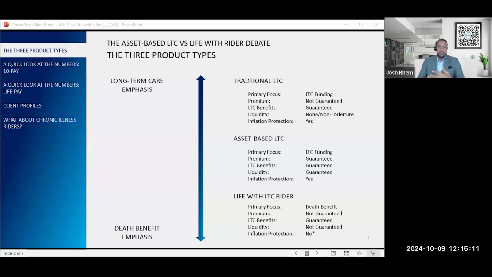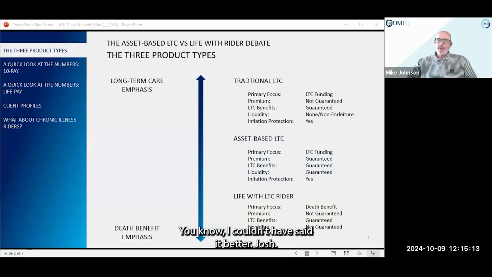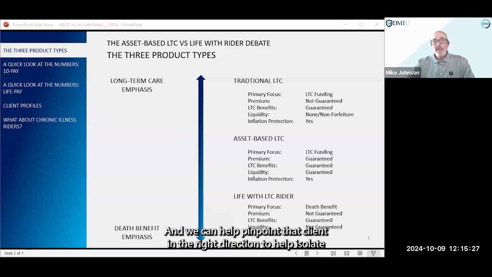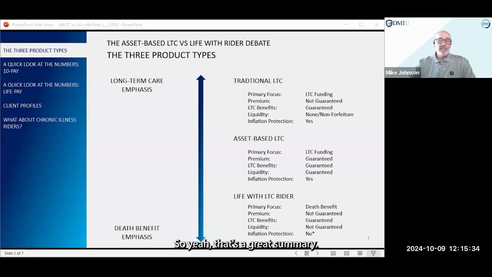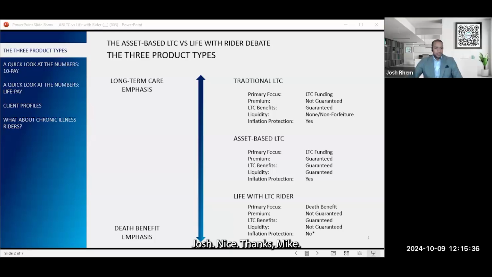Is that right, Mike? Yeah, absolutely. I couldn't have said it better, Josh. It's all about where we're looking to leverage those dollars as most effectively as possible. There's not necessarily a right or wrong answer here, but that's where we come in as that trusted advisor, and we can help pinpoint the client in the right direction, help isolate which option is going to be the best solution for them moving forward. So yeah, that's a great summary, Josh. Nice. Thanks, Mike. Sure. Absolutely.